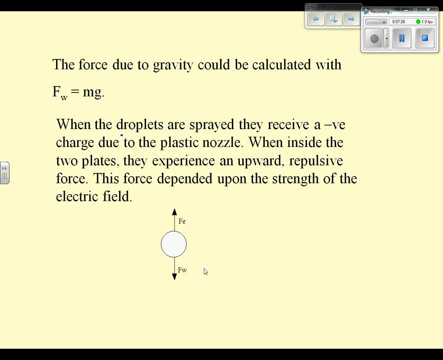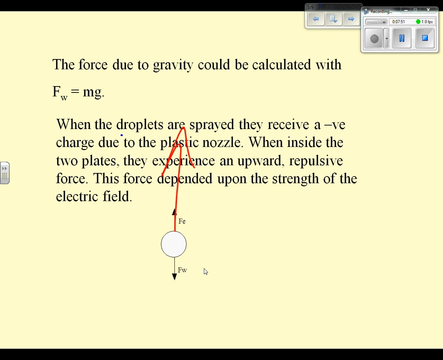So when the droplets are sprayed, they receive that negative charge due to the plastic nozzle or the X-rays. When inside the two plates, they experience an upward repulsive force. This force depended upon the strength of the electric field. Because if the electric field was turned off, what would happen? Well, it wouldn't be there. What if the electric field was on, but it was really big? Well, then the drops would start going up, wouldn't they?